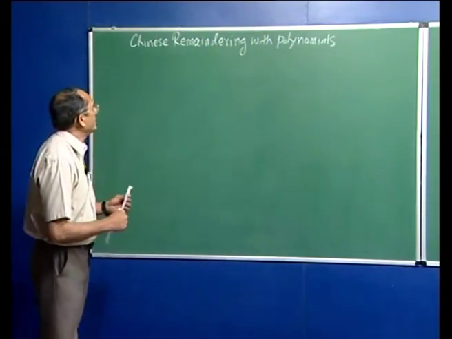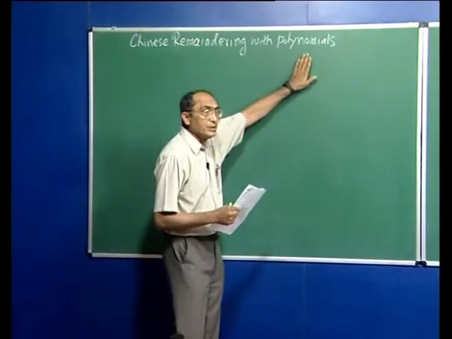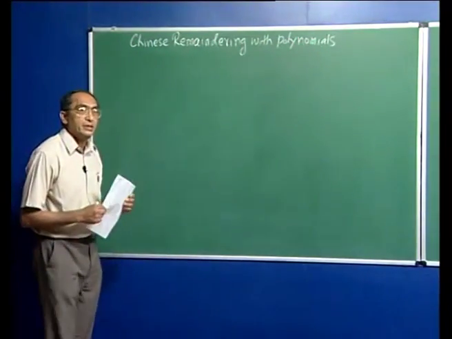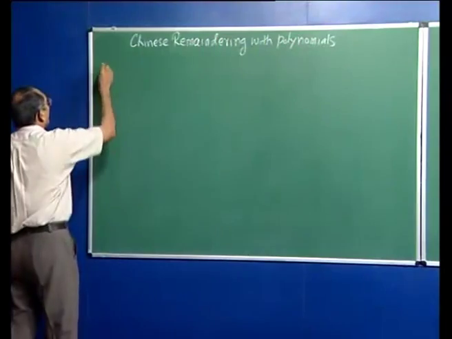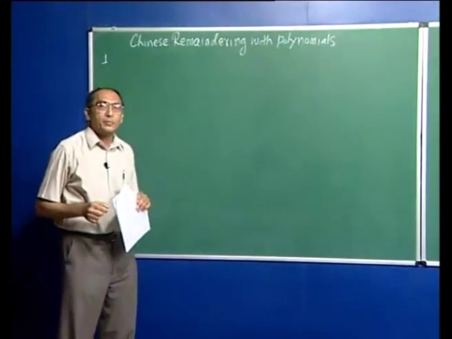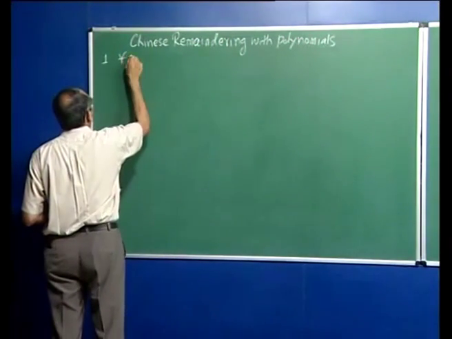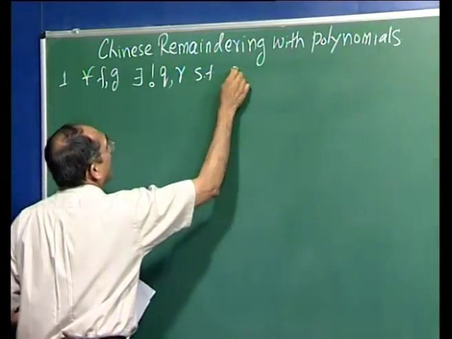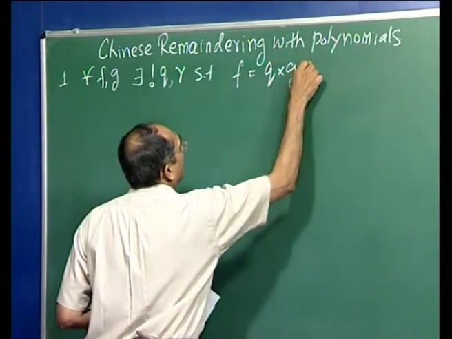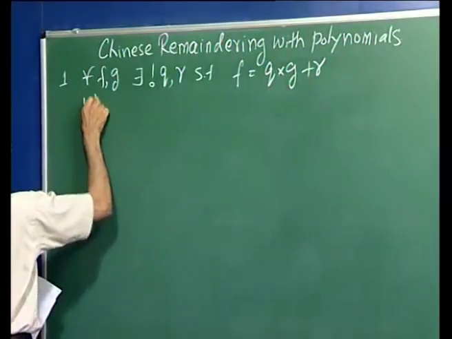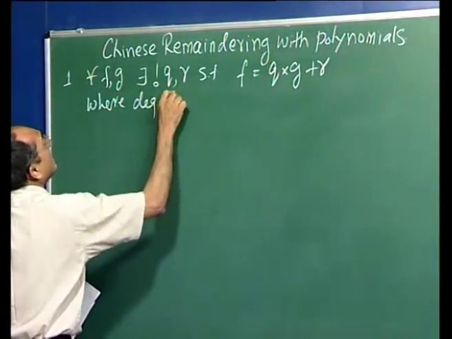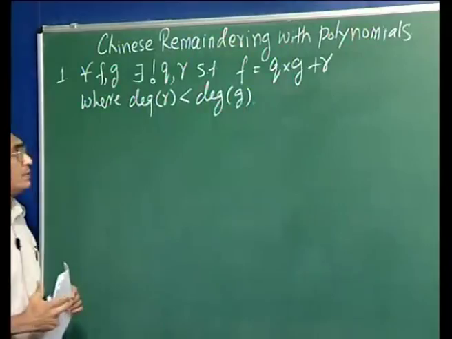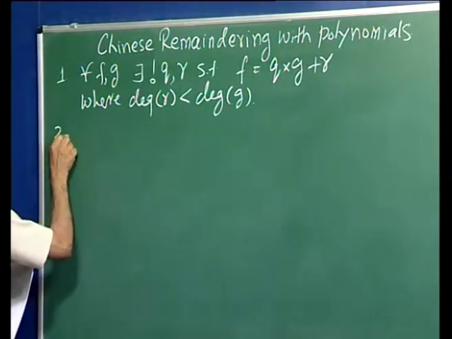In the last lecture, we began the discussion of the Chinese remaindering theorem in the context of polynomials, and we gave the basic background. We had established a few results. First one was the division property that polynomials have, that is, for all polynomials f and g, there exists unique q and r such that f can be written as q times g plus r, where the degree of r is strictly less than the degree of g.